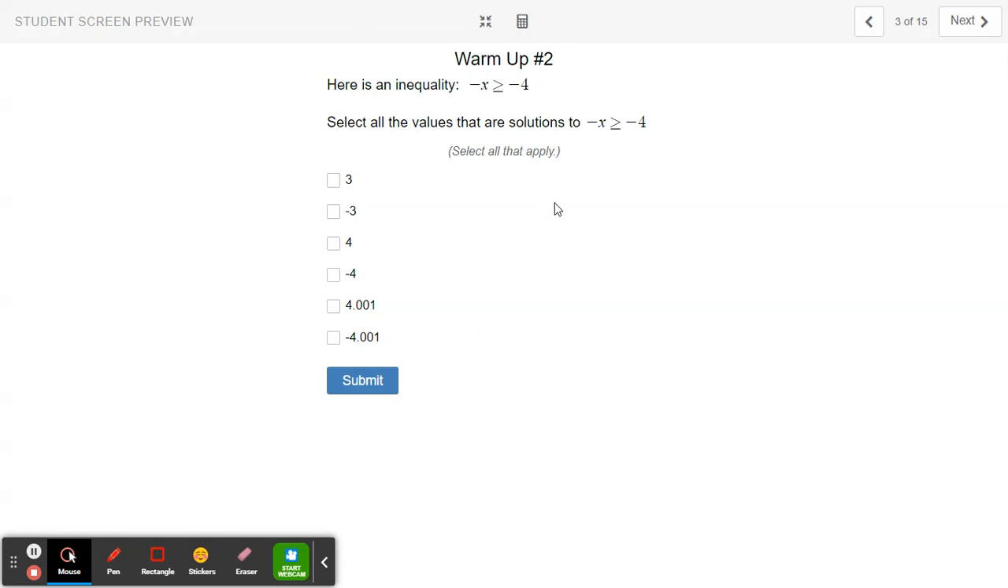For this one, they're asking you to actually select all these values that do make this true. Okay, so for this, you might consider writing in each number in for x. So this is saying negative x. So for the first one, negative, and then we put a 3 in, is greater than or equal to negative 4. Is that true or not?